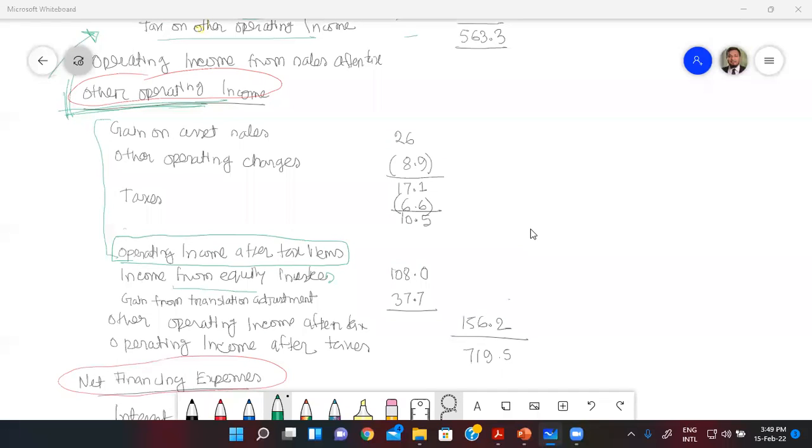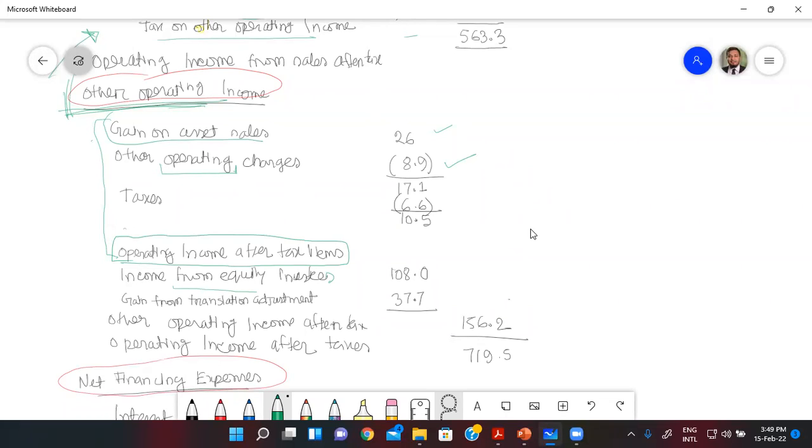Okay, so it is here. Other operating income, the gain on asset sale. I have written here the 26 million. Now there is another item mentioned, other operating charges, 8.9 million. As the word indicates, it is operating, not financial. That's why I have included the other operating charges in the other operating income part. So this is here 8.9, as it is an expense. That's why I have made the negative sign. If you make a netting, you'll see that it is 17.1.